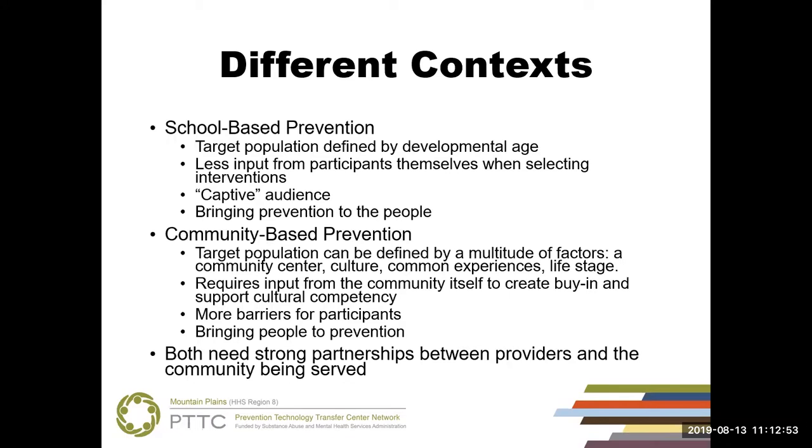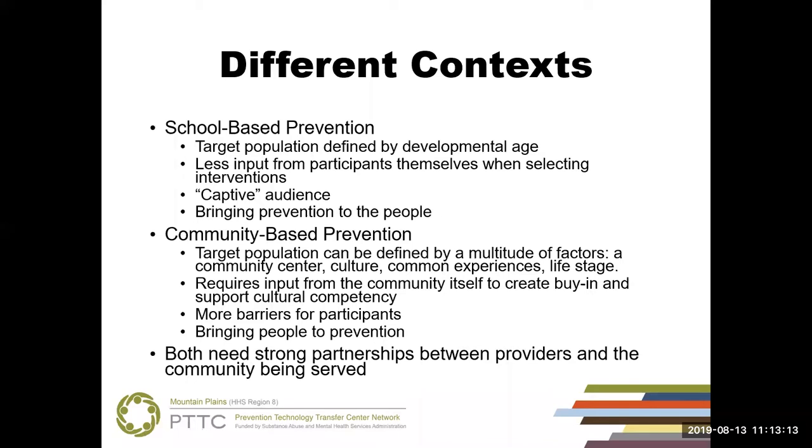In my experience with school-based prevention, you really have much more of a captive audience, right? Students don't have a say whether or not they're participating in the classroom program typically. So your engagement techniques really just focus on keeping attention of your participants.